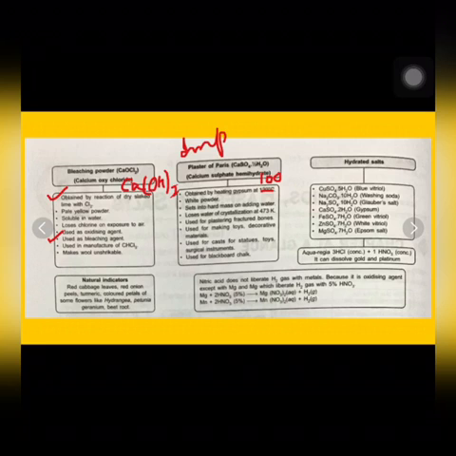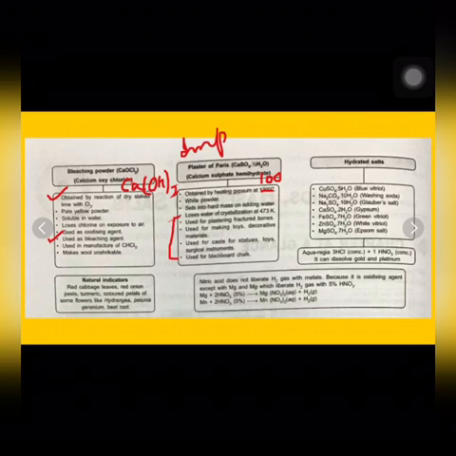It is basically a white powder, sets into a hard mass on adding water, and loses water of crystallization, which is this half H2O, at 473 Kelvin. It is used for plastering fractured bones, for making toys, decorative materials, statues, surgical instruments, and for blackboard chalk. So these are some of the uses of plaster of Paris.